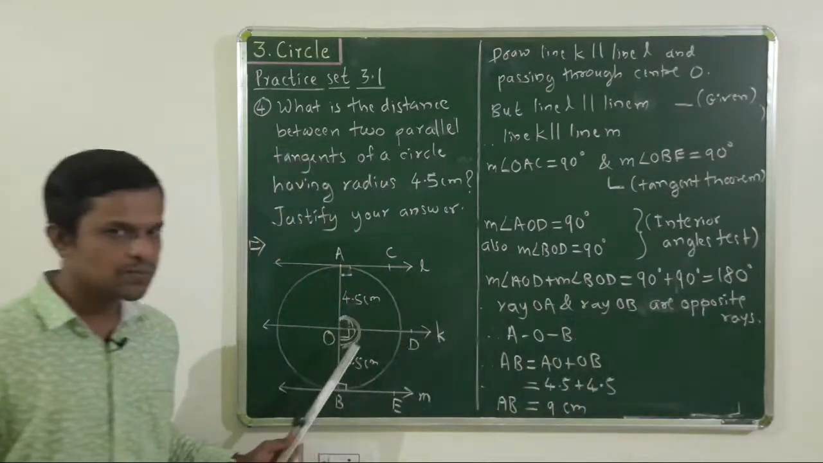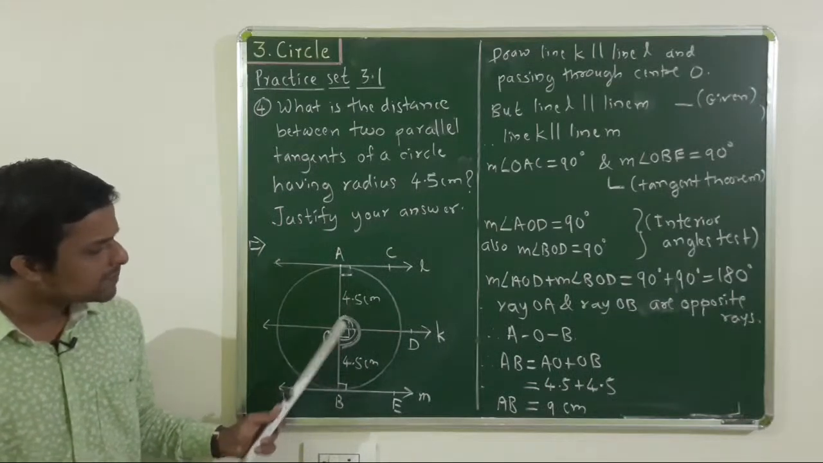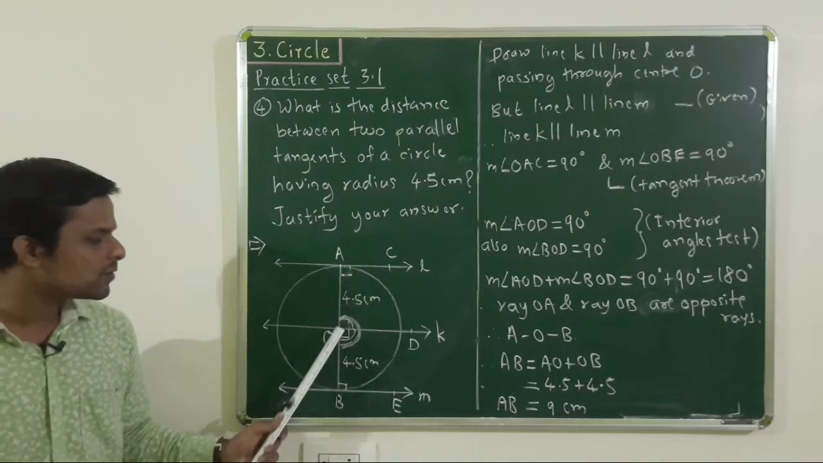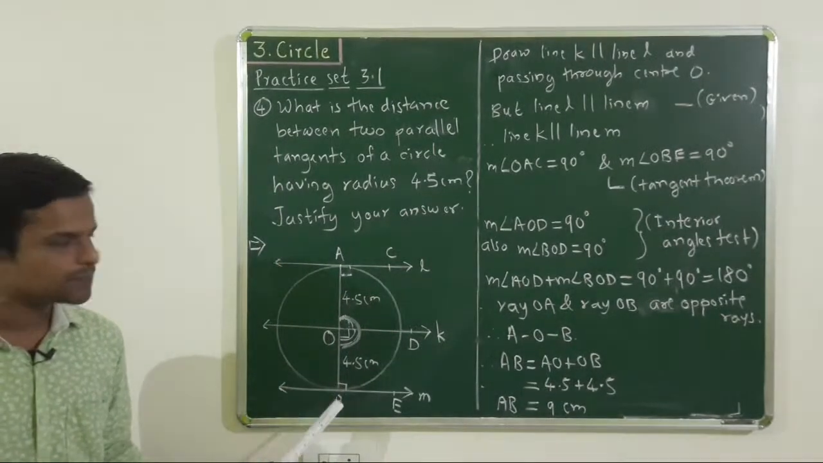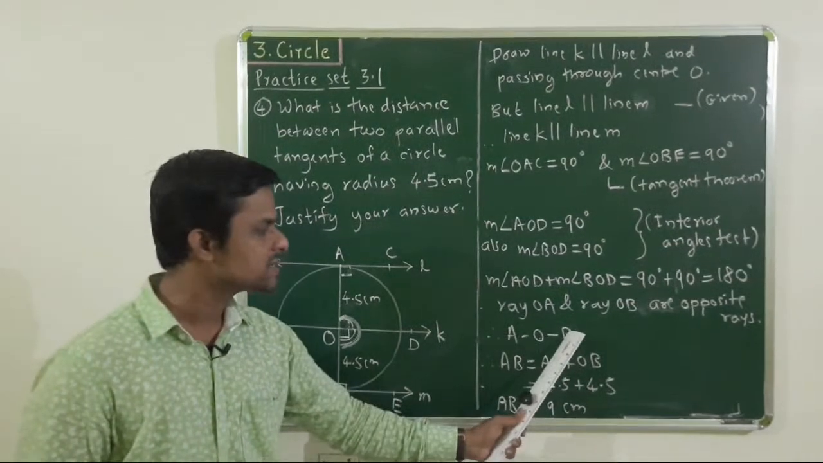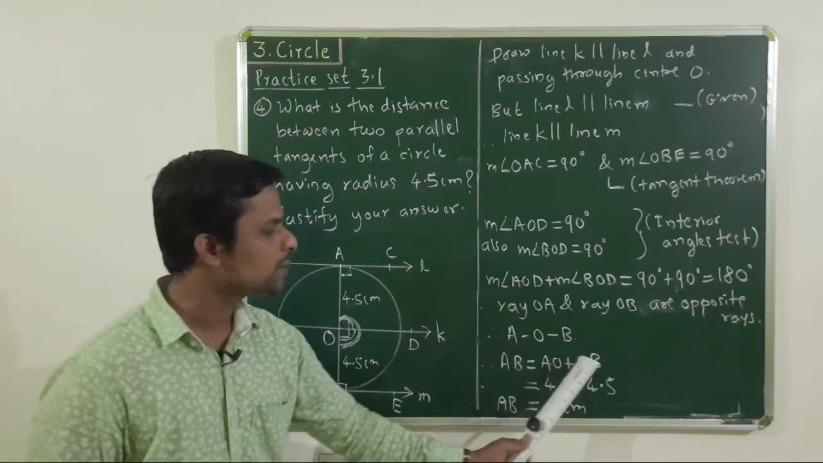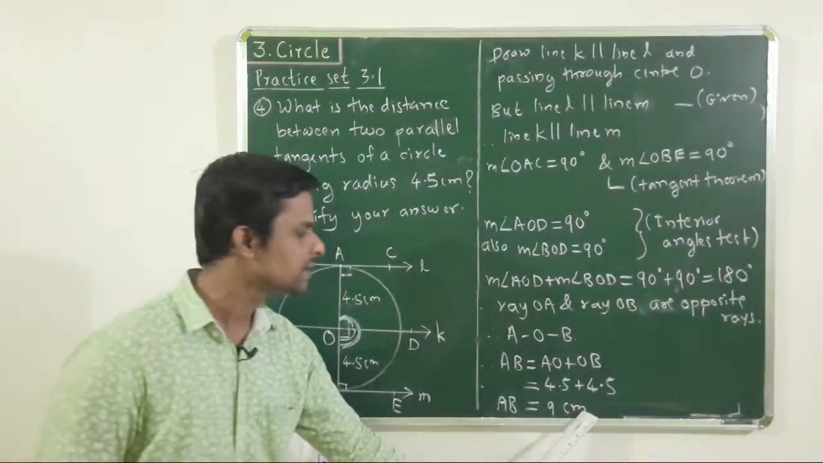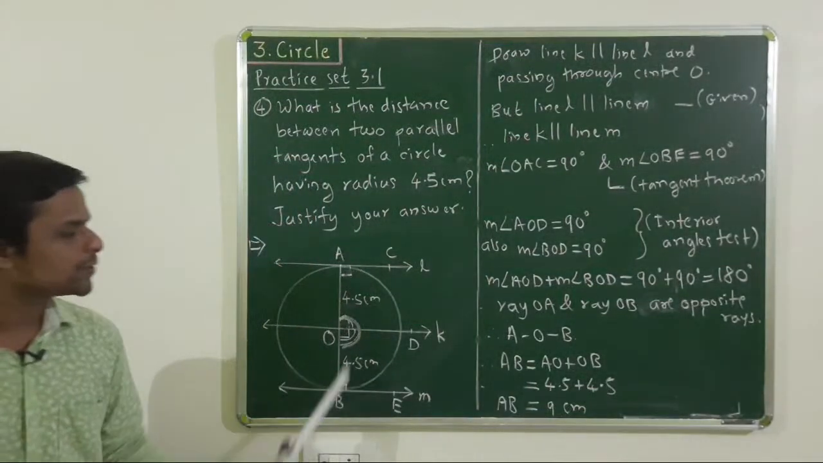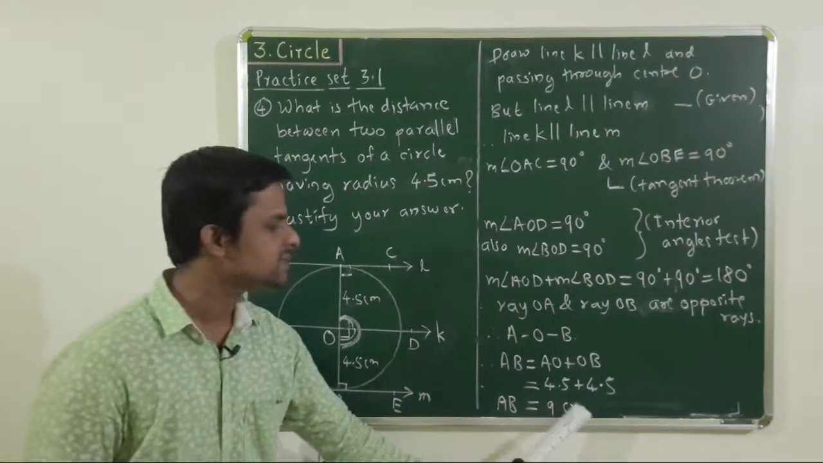Hence these two angles form a linear pair, and both are on the same line, hence OA and OB are opposite rays, hence A-O-B, that means AB is equal to AO plus OB, that is 4.5 plus 4.5, that is equal to 9 centimeter. Hence the distance between the two parallel lines is equal to AB, which is equal to 9 centimeter.